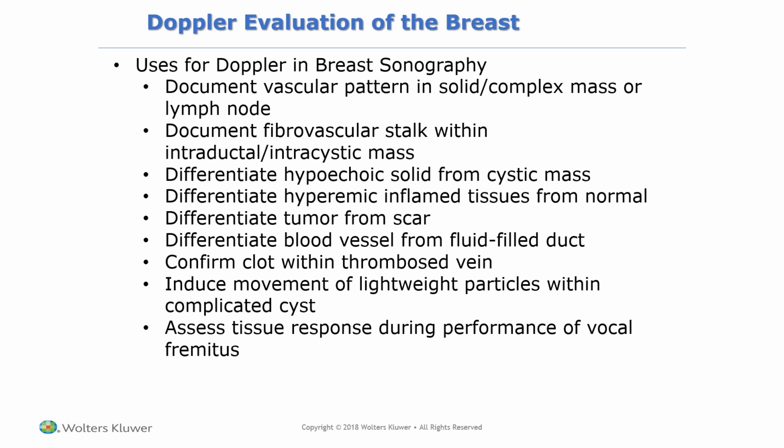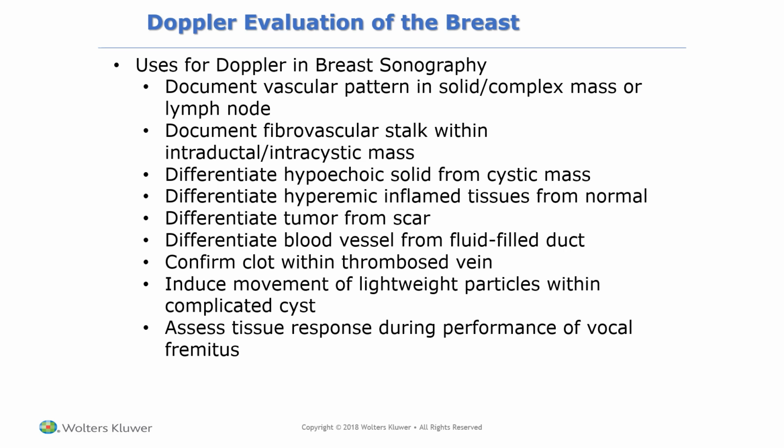It allows us to differentiate hyperemic inflamed tissue from normal tissue. So we know with the inflammation process, we need to increase our vascularity to the area. So Doppler can help us identify those particular areas. It allows us to differentiate a tumor from a scar, in that a tumor will most likely have vascularity, where a scar is going to be fibrous tissue, so it won't demonstrate that vascularity. It also helps us to differentiate between vessels and ducts, confirm clot, and identify the occlusion level of a clot.